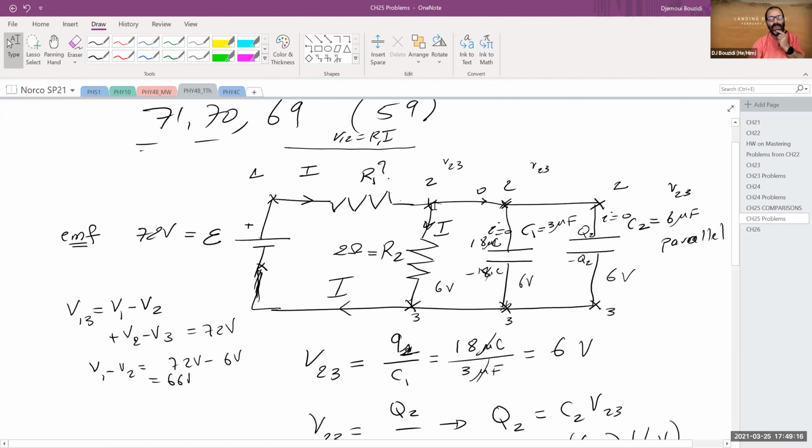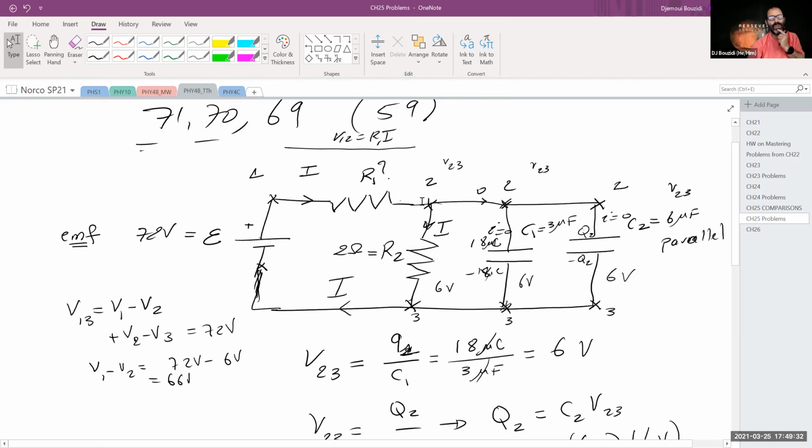How do I find that current? From this condition again, since they are in parallel. This drop is 6 volts. This resistor is 2. 2 times something must be 6 volts. And that something better be 3. 3 times 2 is indeed 6 volts. So the current must be 3 amps.